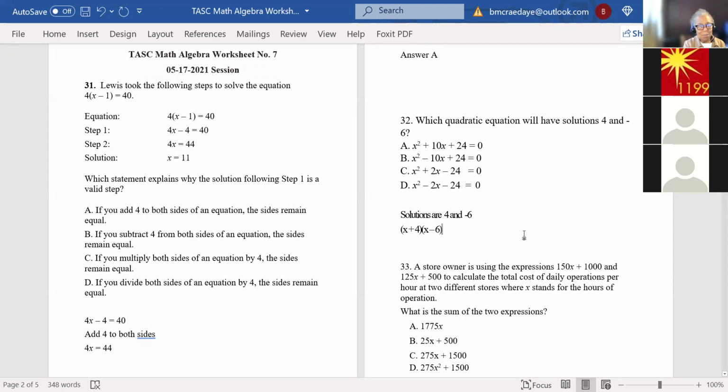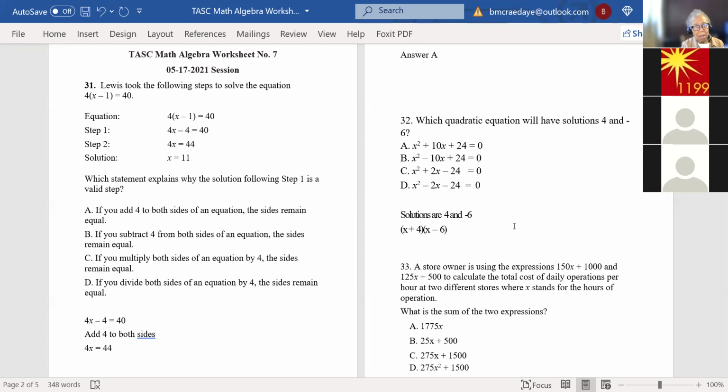So, Maureen, let me ask you. You have to multiply it out. When you multiply it out, which one of those quadratics do you get? A, B, C, or D? Remember, the plus 4 times a -6 gives you the constant. What's a plus 4 times a -6? 24. Plus or minus, Maureen?